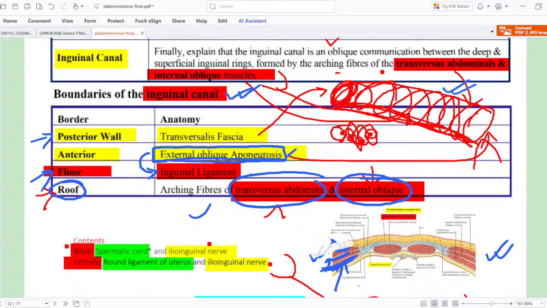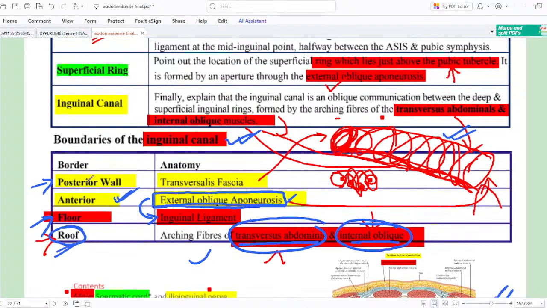So now again, considering this picture, if we remember the anterior wall, which was formed by a muscle, the external oblique muscle, this external oblique forms the anterior wall of the inguinal canal, and the posterior wall by the tough fascia, transversalis fascia, and in between two structures, internal oblique and transversus abdominis, forming the roof. And the floor is by the inguinal ligament. This is actually the inguinal canal.